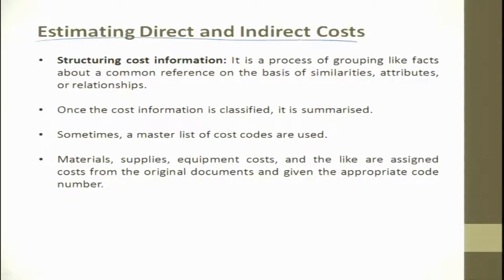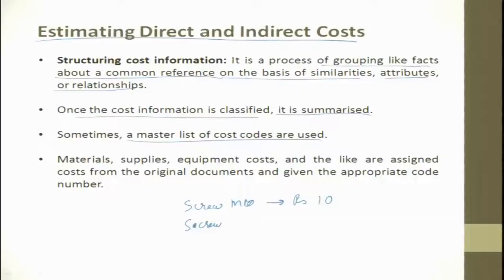Structuring cost information is the process of grouping like facts about a common reference on the basis of similarities, attributes and relationships. The basis is similarities between the products and attributes, very fine things like color and texture, and their relationships. Once the cost information is classified, it is summarized. Cost information is classified based upon what we have seen in the earlier slides. Sometimes a master list of cost codes is used.